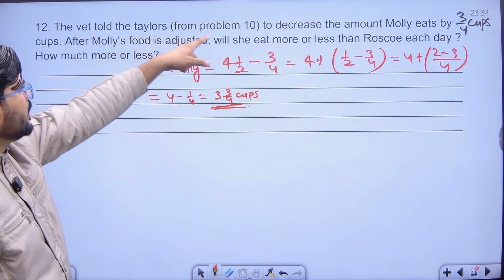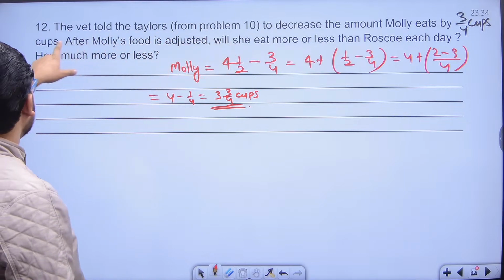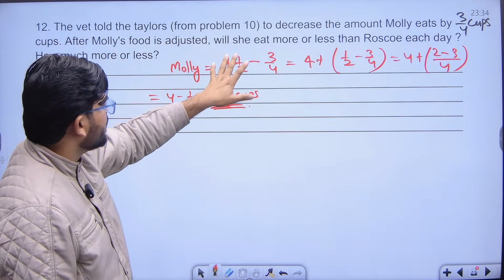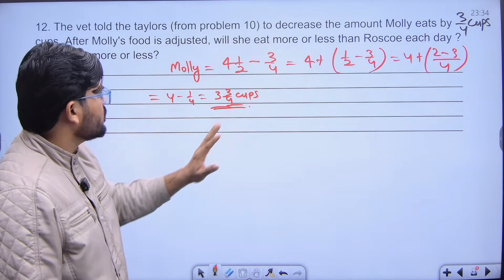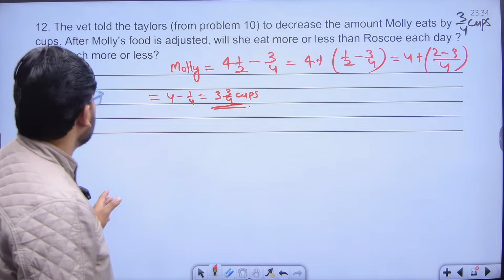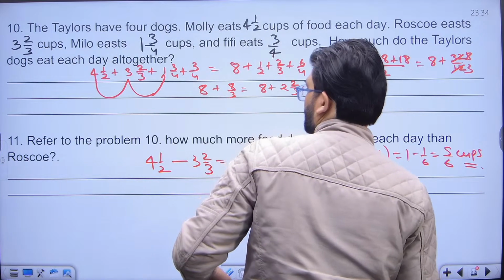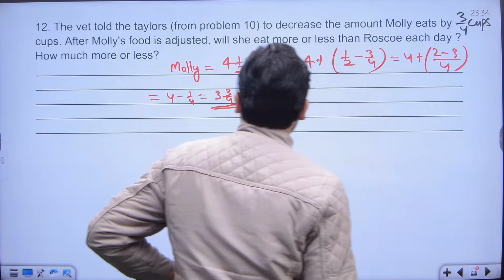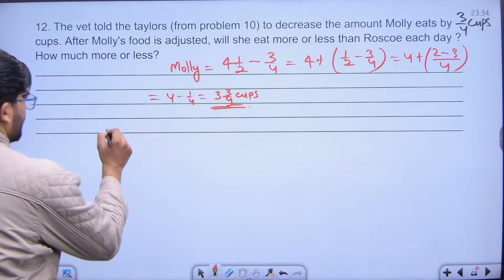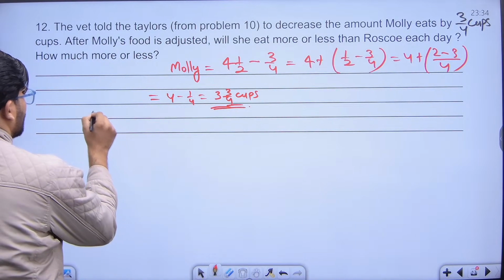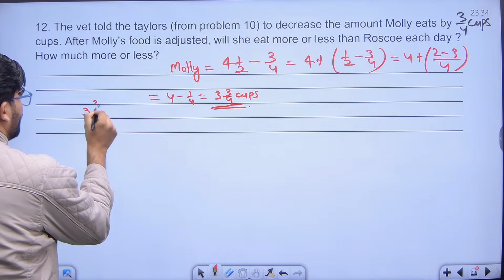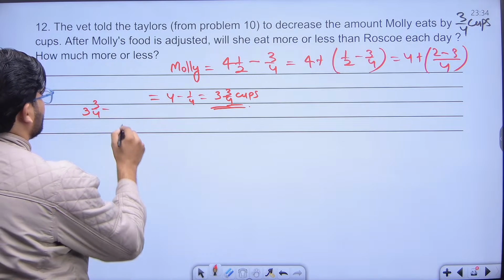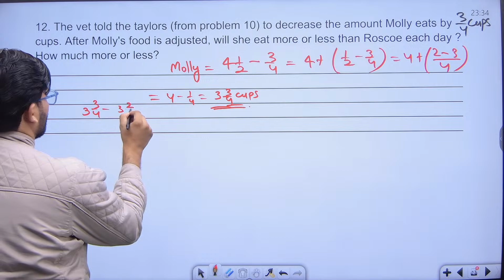The vet told the Taylors to decrease the amount Molly eats by 3/4 cups. After Molly's food is adjusted, will she eat more or less than Roscoe each day? So how much does Roscoe eat? Roscoe eats 3 2/3 cups. So what do we have to do? She eats more, so 3 3/4 minus 3 2/3 for Roscoe.